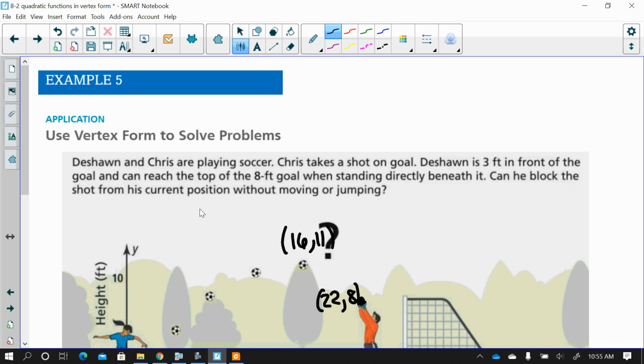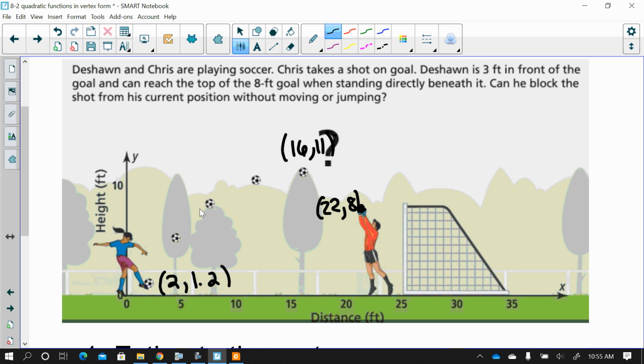All right, the last thing we look at here is a word problem. Deshaun and Chris are playing soccer. Chris takes a shot on the goal. Deshaun is 3 feet in front of the goal and can reach the top of the 8-foot goal while standing directly beneath it. Can he block the shot from his current position without moving or jumping?